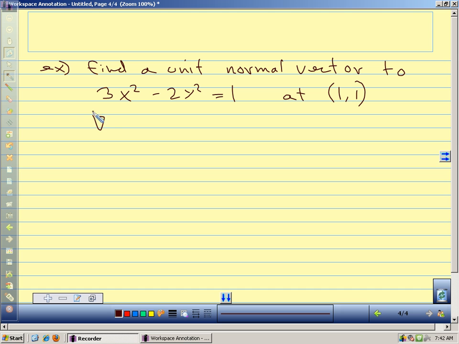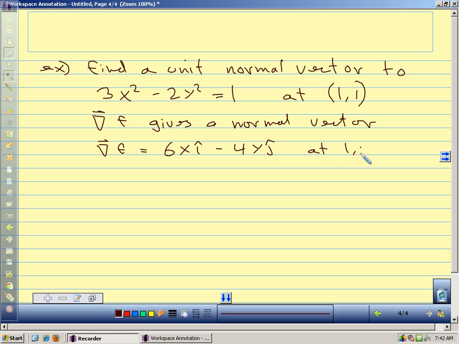So we remember that del f gives a normal vector. We calculate our gradient. Del f is 6xi minus 4yj. And at 1, 1, we have del f equals 6i minus 4j.